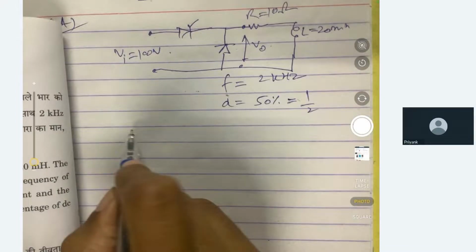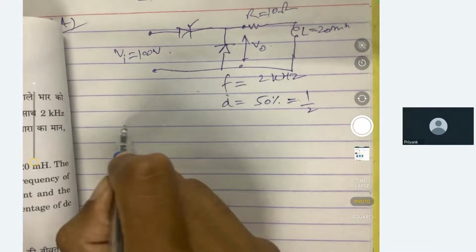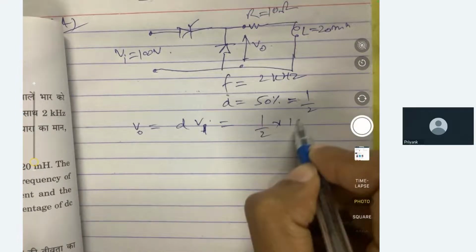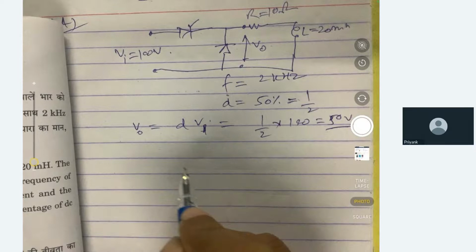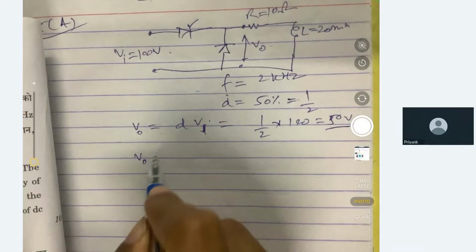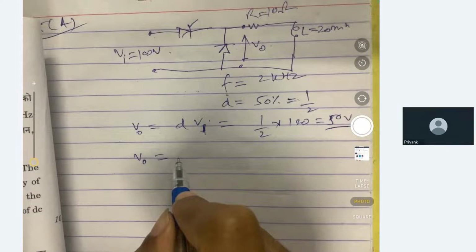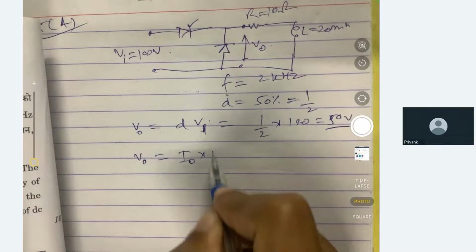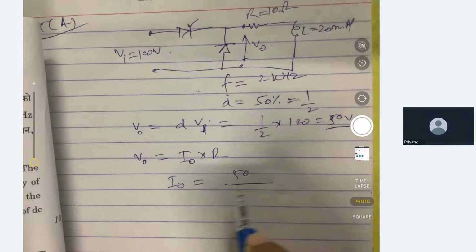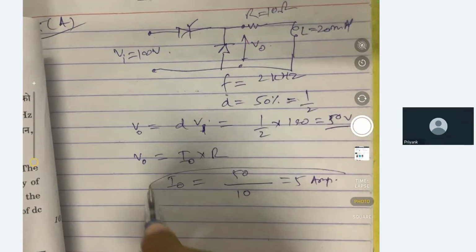Now the output voltage will be equal to alpha Vs, which is 1/2 into 100, equal to 50 volt. They are asking us to find the load current. The load current will be, V output is equal to average load current. I am assuming they are asking for average load current. So V output will be equal to I0 into R. L we will ignore here. So I0 is equal to 50 upon R, which is 10, so 5 ampere. So the first part is easy.